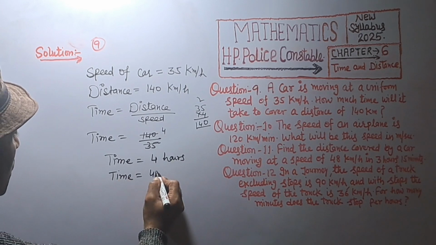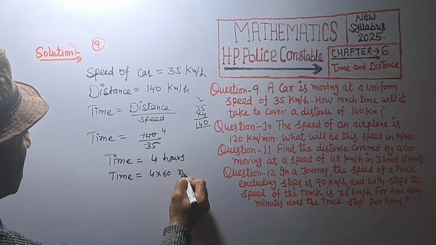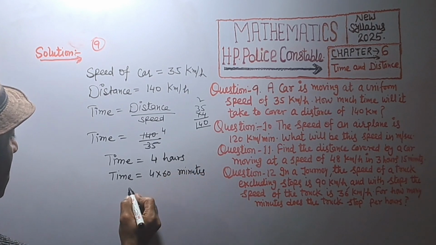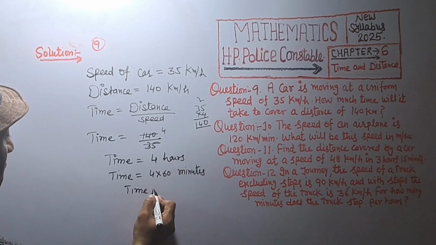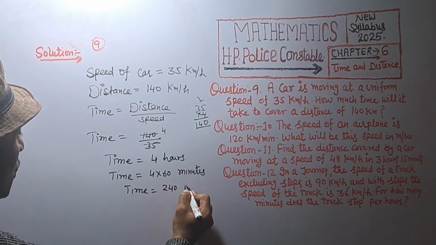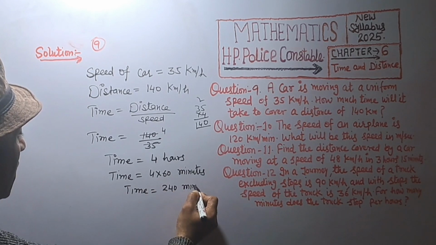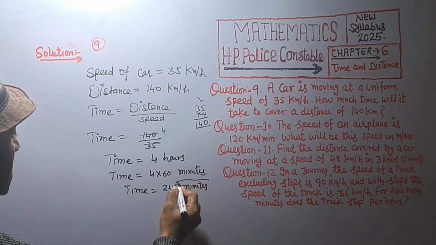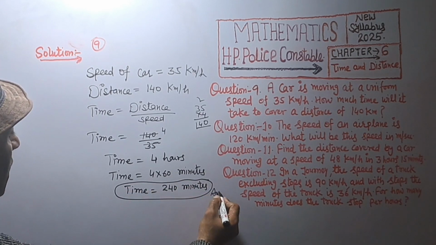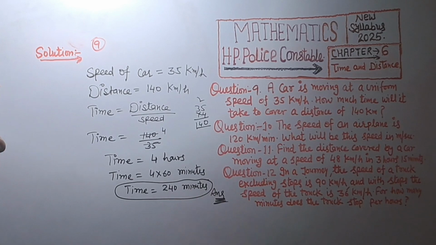Or time is equal to 4 into 60 minutes. In minutes, time is equal to 240 minutes. Answer.